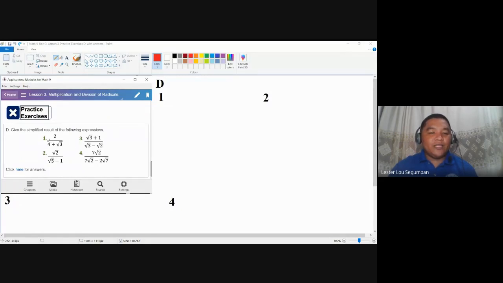We have two different terms. In number 1, you have a rational number 4 to be added with a radical expression. Number 2, you have a radical expression to be subtracted by a rational number. In numbers 3 and 4, both terms in the denominator are now radical expressions. So we are going to rationalize them.